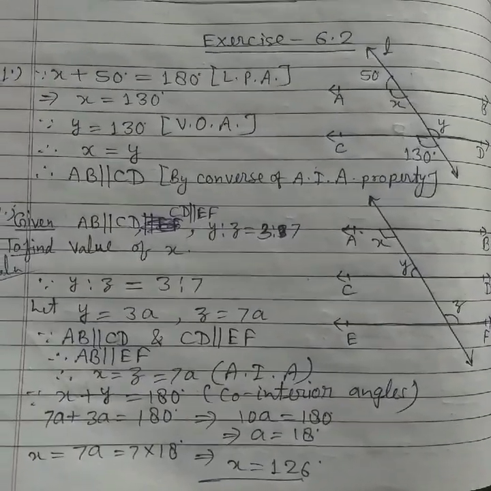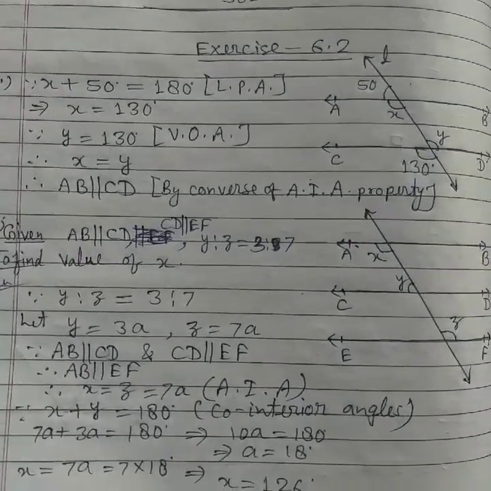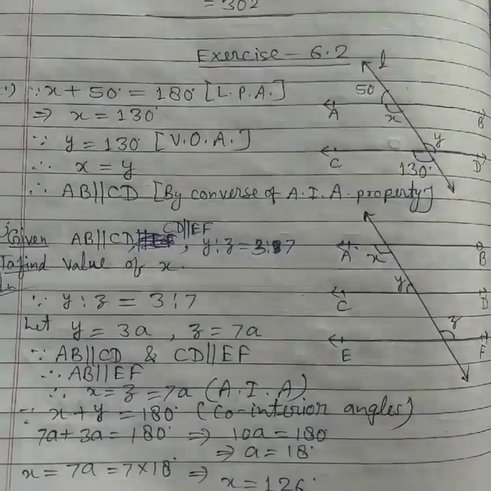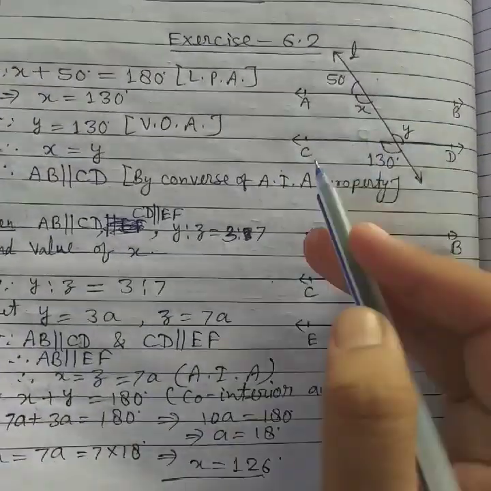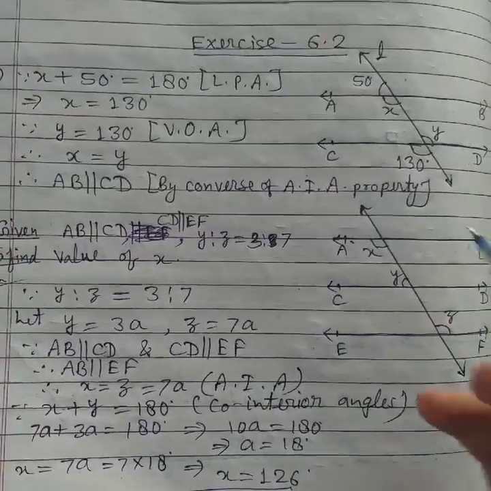So first question, that is, in the given figure, find the value of x and y and then show that AB parallel to CD. Here these two sides are given, AB and CD. These are two lines and a line L which intersect these two lines. So L is a transversal.